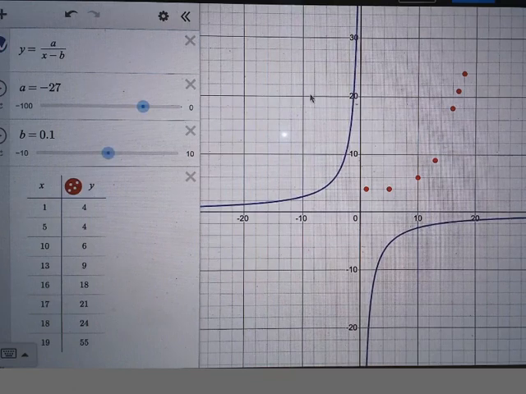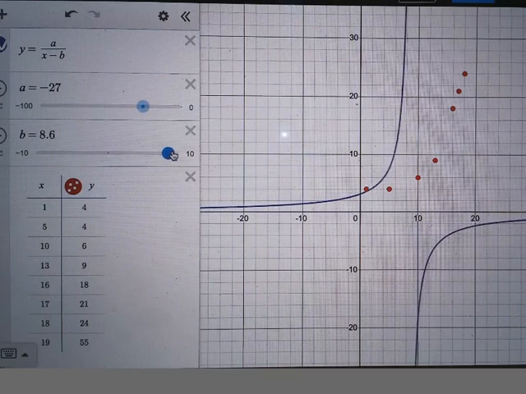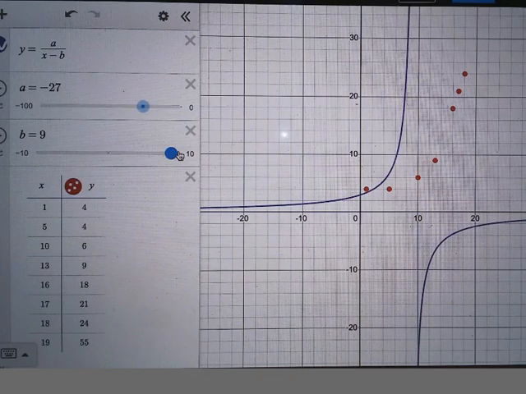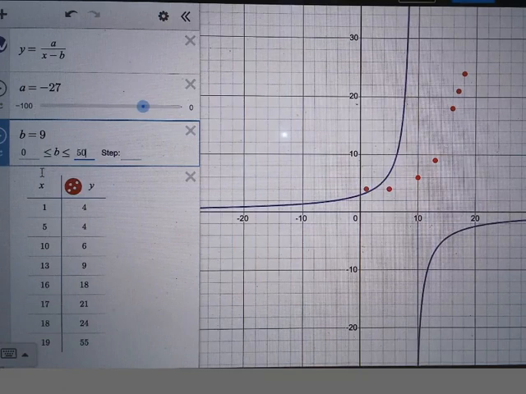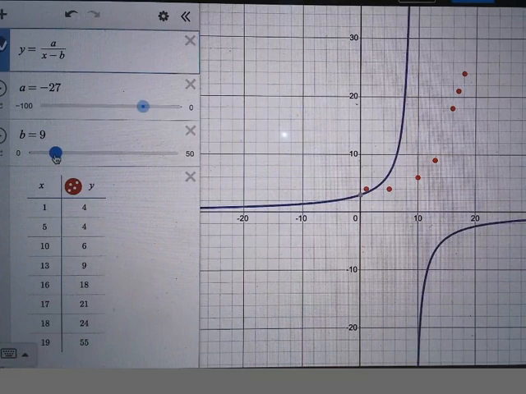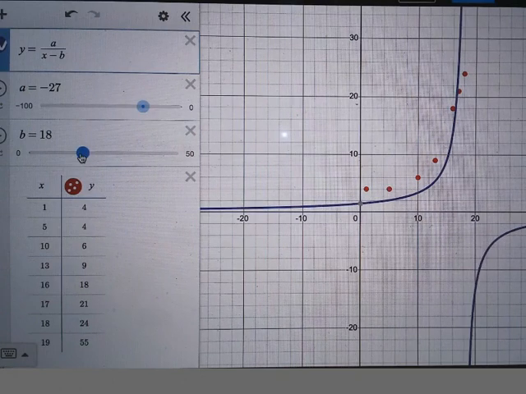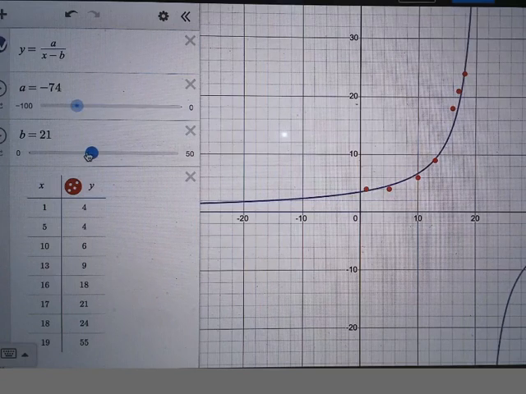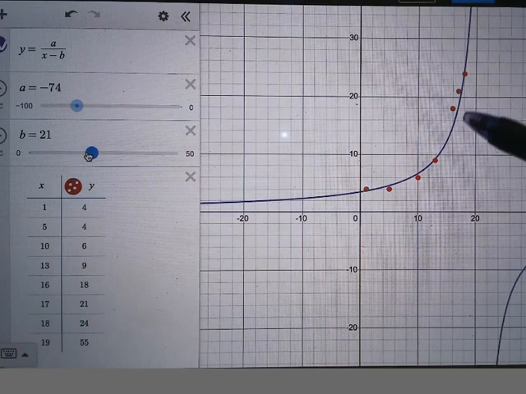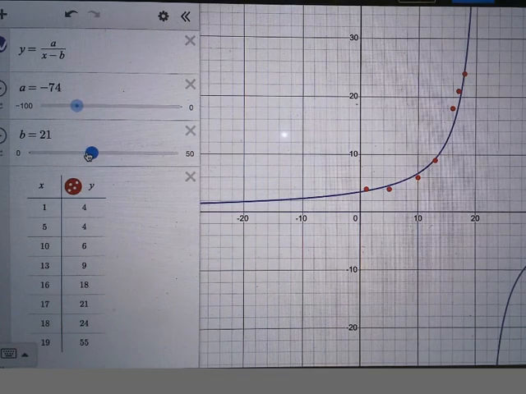But I need to move it over. So I'm going to move it over by sliding the B. It looks like I need to go further than that. So that's at 10. So if I click on that, I can go 0 to, say, 50. Step 1. So now I can move it over farther. I can change the shape and move it over, and I can get a graph that's approximating our data. And that's what you were supposed to do in the lab.